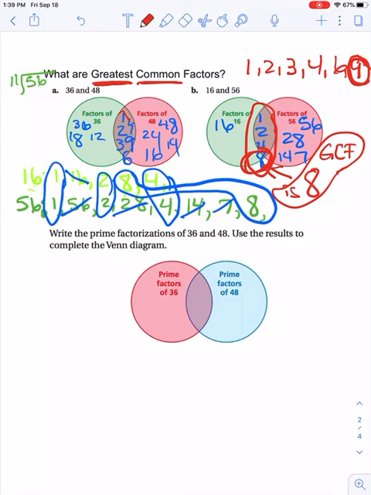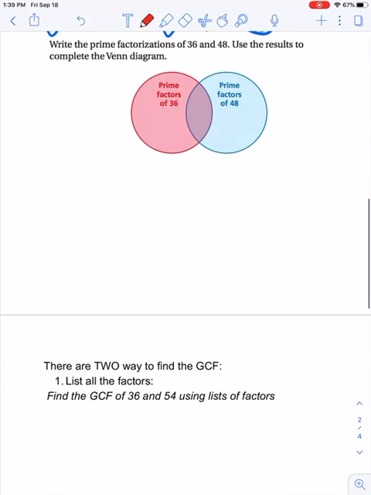Do you like to write down all the factors and then see which one is the greatest? And you don't have to put them in the Venn diagrams. Or would you rather do prime factorization? Let's see what prime factorization looks like. I like this one. This is my favorite one for sure.